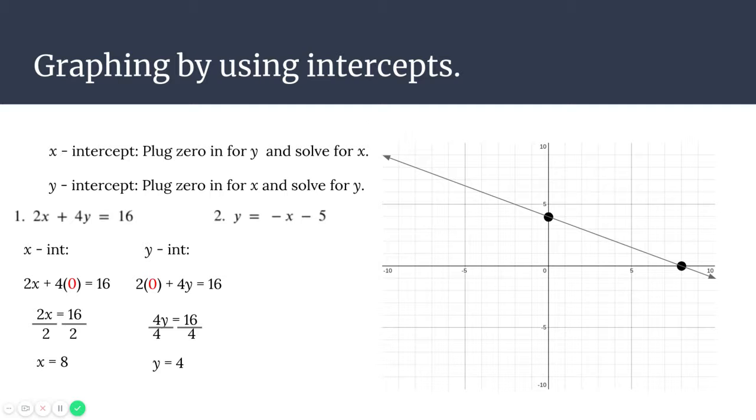because linear equations go on forever. They go on forever left. They go on forever right. So there is what 2x plus 4y equal to 16 would look like on graphs. Going on to the next example.